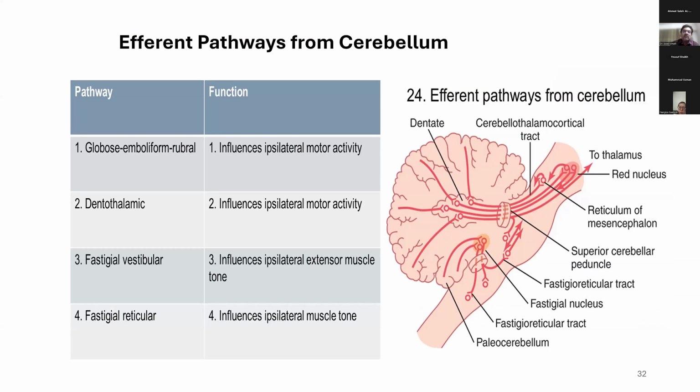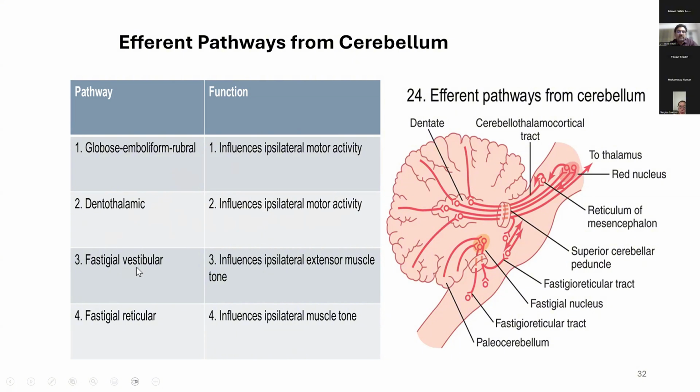So when we talk about the efferent pathways from the cerebellum, we have so many efferent pathways, but we have to remember these four. These are the globose emboliform rubral, and they influence the ipsilateral motor activity on the same side of the body. The second efferent pathway is the dentothalamic. It influences the ipsilateral motor activity. So both globose emboliform rubral and the dentothalamic influence the ipsilateral motor activity.